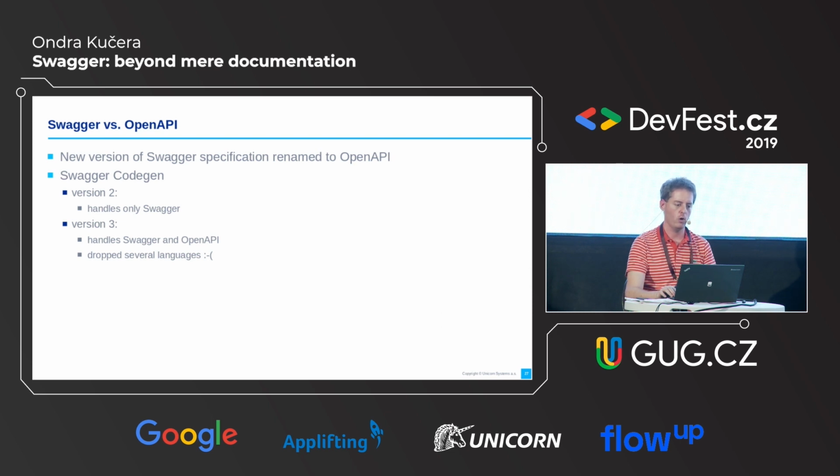Just one last note. You may have heard about Open API, what it is. Swagger, the last version of Swagger is version 2. And when they created version 3, they renamed it to Open API version 3. And there are also 2 versions of Swagger CodeGen. Version 2, of course, can handle only Swagger version 2. Version 3 of the CodeGen can handle both Swagger version 2 or Open API version 3, but they dropped several languages. I don't know why, but the set of languages that they support is not as large.